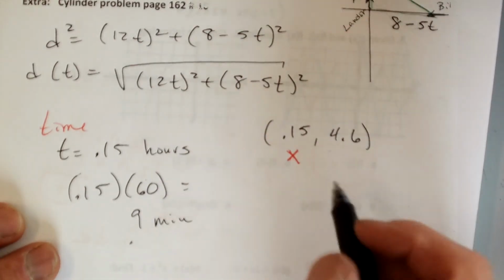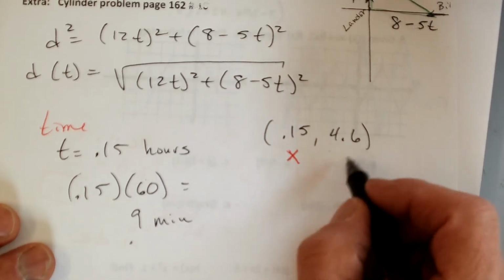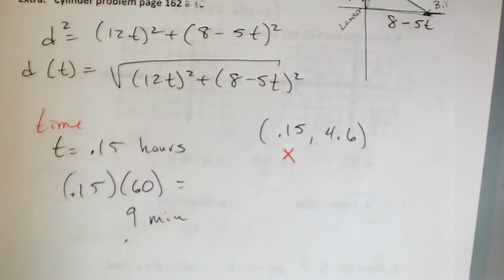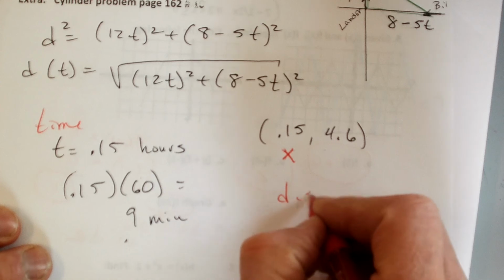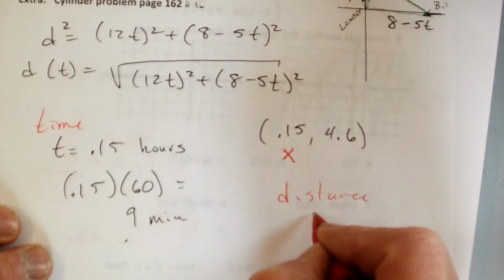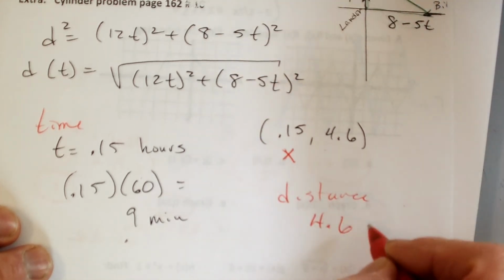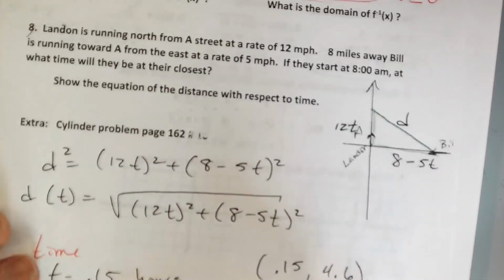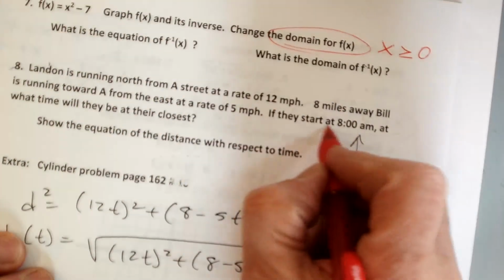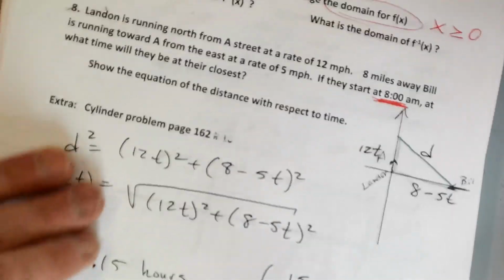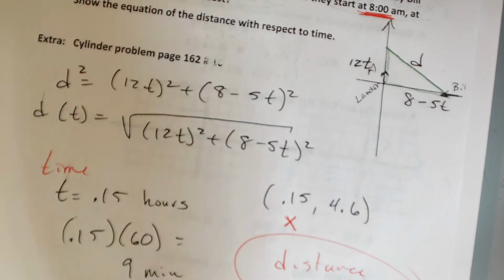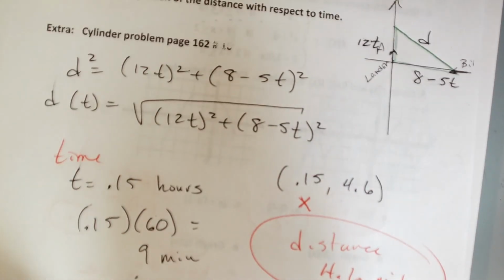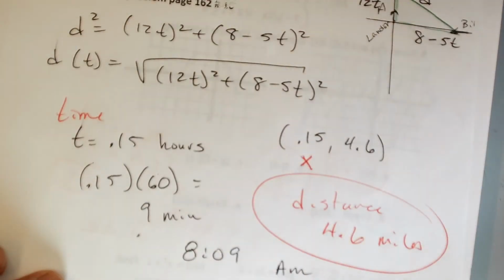And then the 4.6 is my y, which is my distance. So then my distance is 4.6 miles, right? Miles, because everything's miles per hour. Okay, there we go. Now the next thing I have to do is, the question really says, at what time? They start at 8 o'clock, at what time? Well, that's easy. 9 minutes later, it's 8:09 a.m. 8:09 a.m. is my answer.